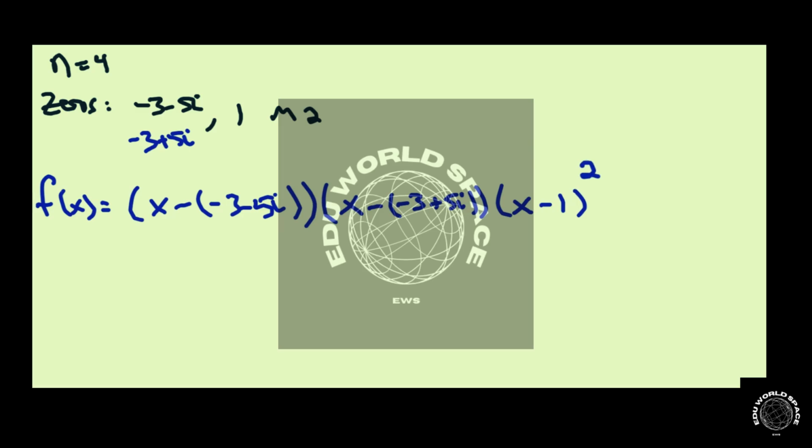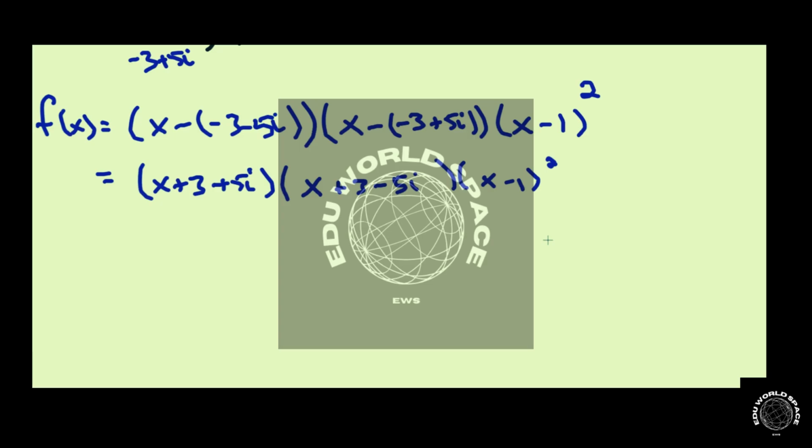the multiplicity 2. So I'm going to rewrite the first factor by distributing the negative, so that would be x plus 3 plus 5i, and the second quantity would be x plus 3 minus 5i. And now we'll multiply these first two together by first distributing the x.